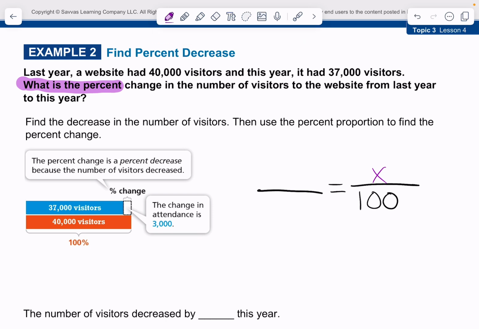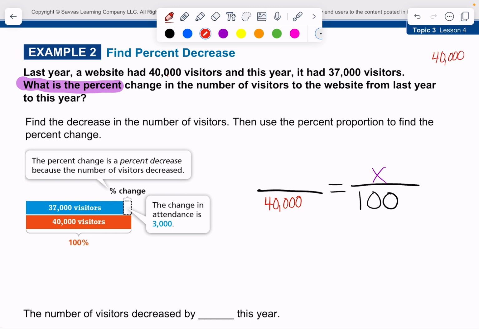Our original number goes on the bottom, meaning whichever one happened first. It says last year there were 40,000 visitors, so 40,000 goes on the bottom as our denominator. Then we have one extra step where our part is the amount of change between the two numbers. We were at 40,000, now we're at 37,000, so we have to subtract them. To find the amount of change, we find the difference between 40,000 and 37,000.